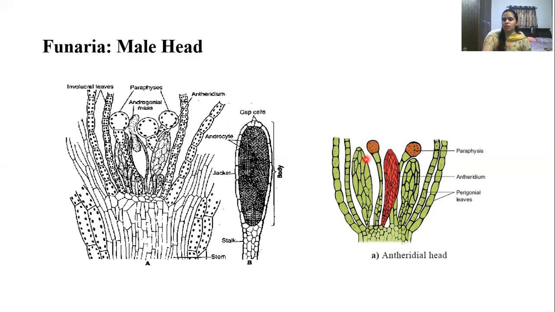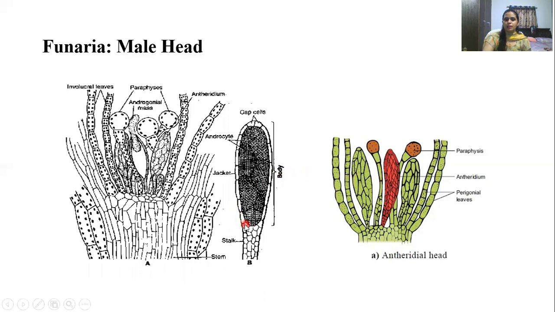It gives the water to the antheridium, and it is also green in color, so it is photosynthetic in function. Apart from that, it produces mucilage which helps in the dehiscence of the antherozoids or sperm cells. So that is the function of paraphysis. This is the elongated structure of the antheridium.